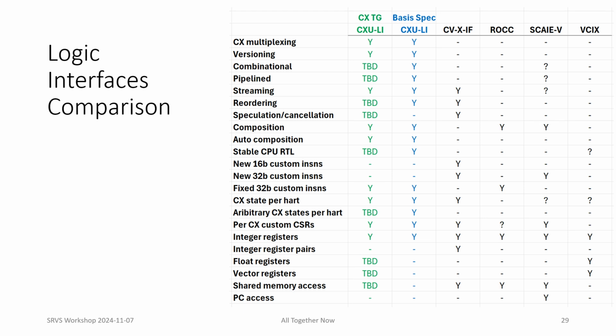In blue are the features of the basis spec CXU-LI that we've already discussed, and in green, the features of the brand new CXU-LI to be specified in our task group. A lot of these features are TBD, to be determined, and soon the task group will start work on this new logic interface, and these features will be decided by the participants.